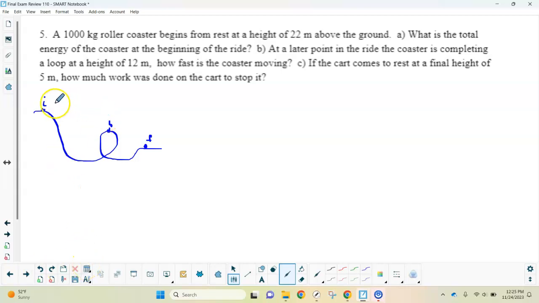The next one is a roller coaster problem. So there's a roller coaster up here, starting at the top of the hill. It's going down a hill, up around a loop, and then it's finishing up at some level, which is not quite at 0.